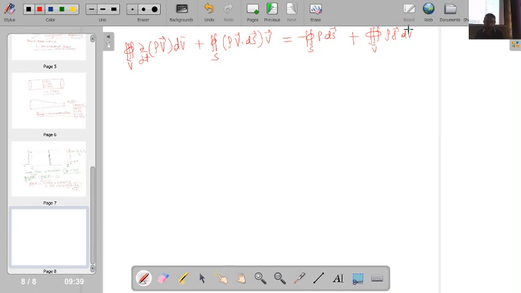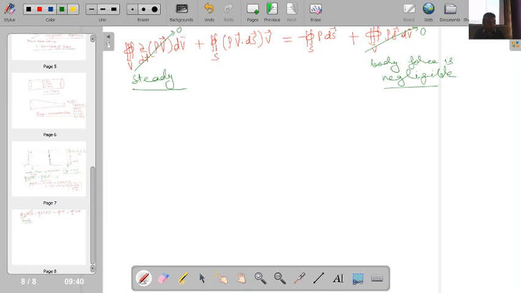Okay, now let's once again impose the conditions one by one. If I put the steady condition, then this term is 0. Then let's impose another condition, that body force is negligible. Now let's calculate this integral.